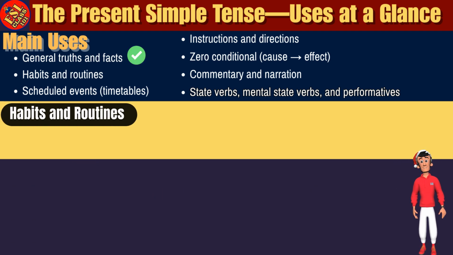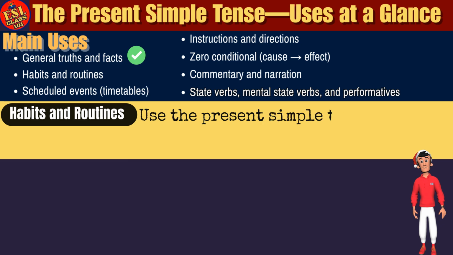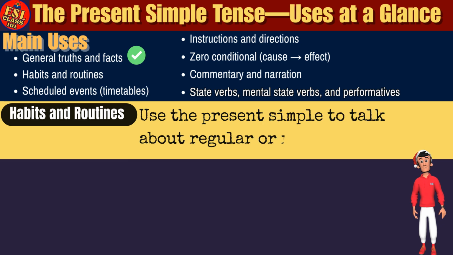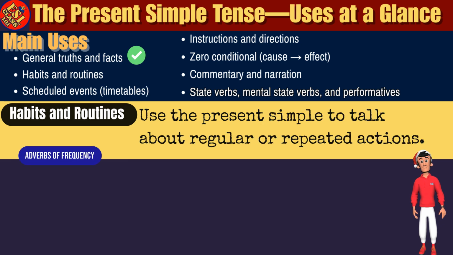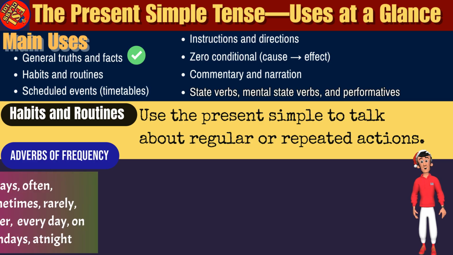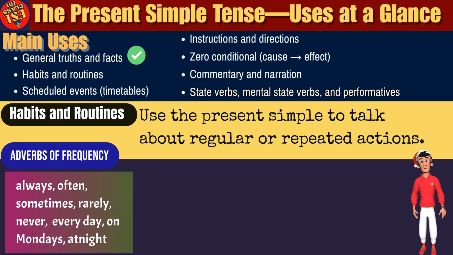Habits and routines. Use the present simple to talk about regular or repeated actions. These are often accompanied by adverbs of frequency, such as always, often, sometimes, rarely, never, and time expressions like every day, on Mondays, at night.